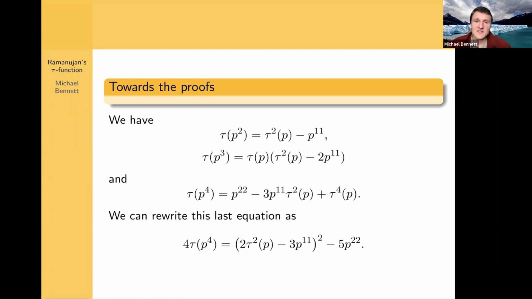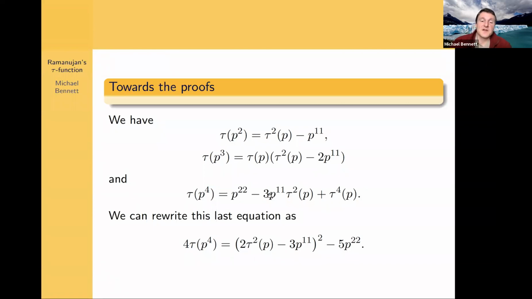In these cases, tau of p squared, it may not be obvious to see it here, is a linear form in tau squared of p and p to the 11. Tau of p cubed is tau of p times a linear form in tau squared of p and p to the 11. And tau of p to the 4th is a quadratic form in tau squared of p and p to the 11.